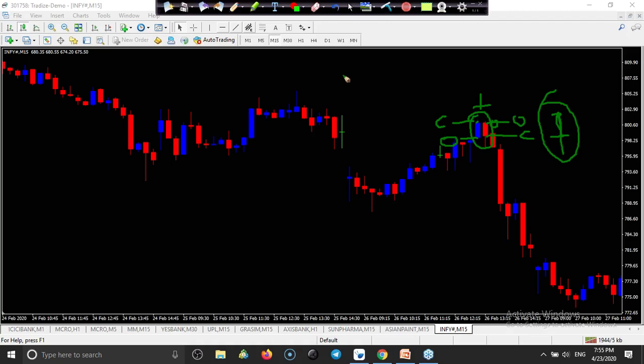Exactly, two patterns are forming in two conditions. First condition, they should appear in the right direction. Is it the right direction? Is it the downtrend? Yes, check. Second, is it forming in the right place? Let me show you. We have seen this is a strong support resistance because multiple rejections are there.